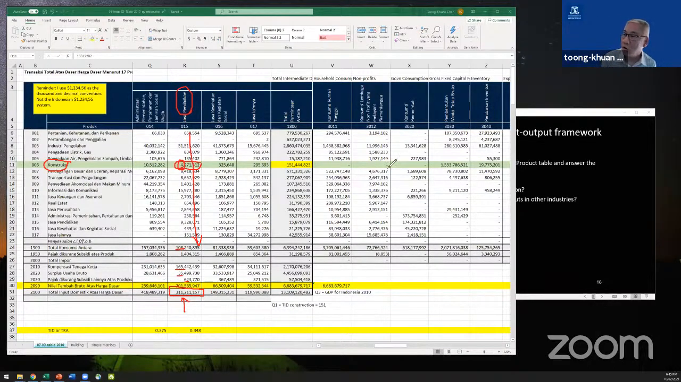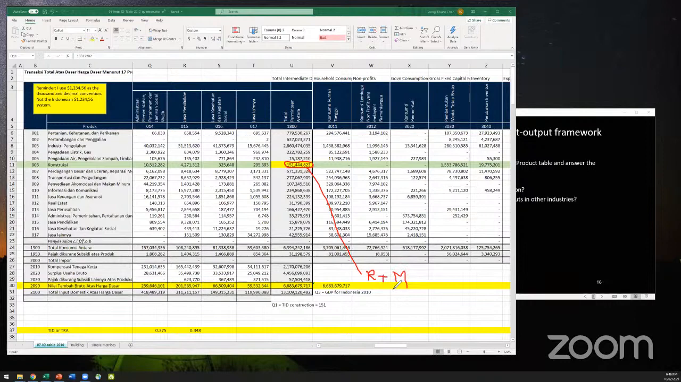So this is what we talk about. This is what we call a forward linkage. What construction contributes as inputs to other sectors. But we contribute only a very small amount because most of our contributions are into assets. So in many other countries where the statistics department is very clear about what they're doing here, this is always considered as repair and maintenance.